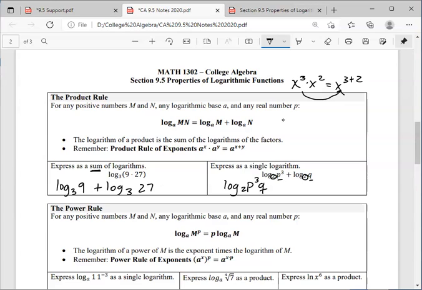So if they're being multiplied, you can stretch it back out by adding them. If they're being added, you can condense it by multiplying them. They go hand in hand.